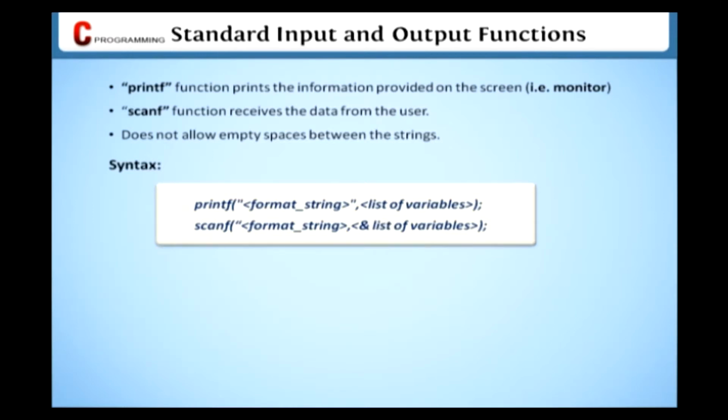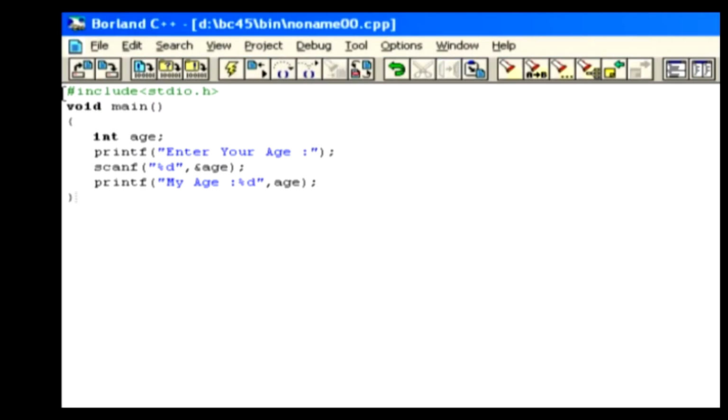To understand more about printf and scanf functions, take a look at this sample code. In this sample code, we have used #include, which is used to include stdio.h. It contains many input and output functions, printf and scanf. And here's the main function, which starts the execution. The void keyword denotes that the main should not return any value.